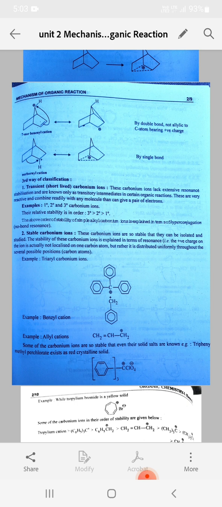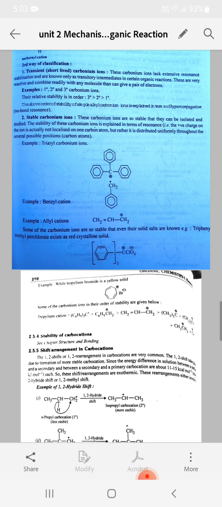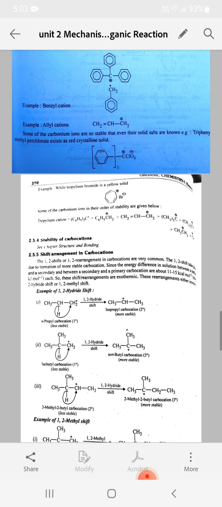Okay, further talking about the stability of carbocations. This is very important to understand the stability of carbocations. So shifting arrangement in the carbocations, the first and second shifts or rearrangements in carbocations are very common.